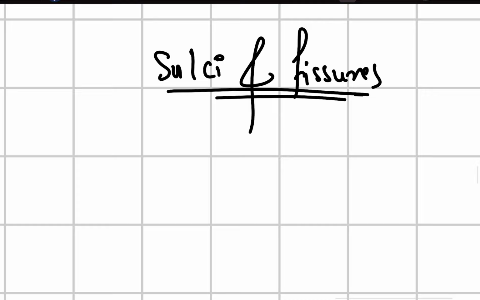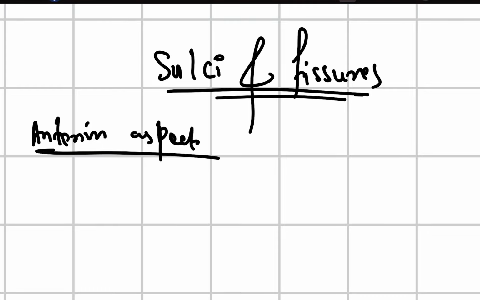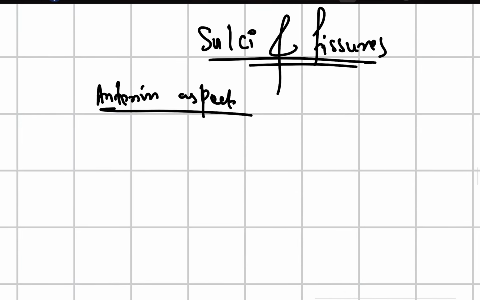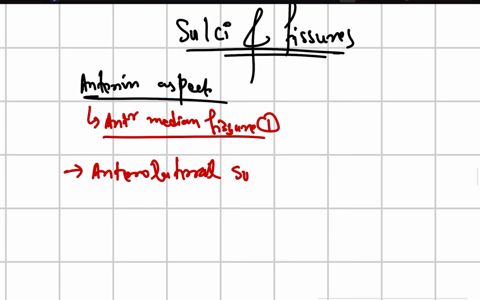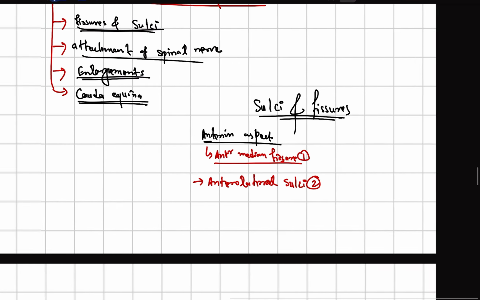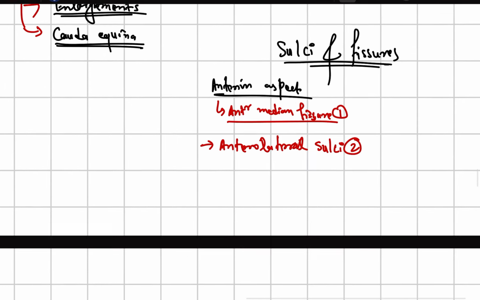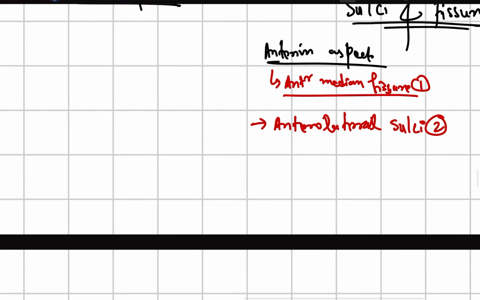When you look at the anterior aspect, in the anterior aspect there is an anterior median fissure. Then there are anterolateral sulci, 2 in number.